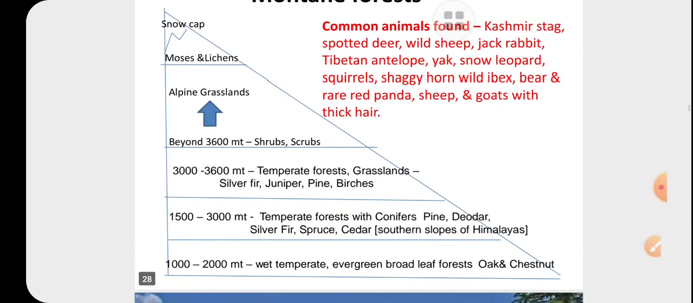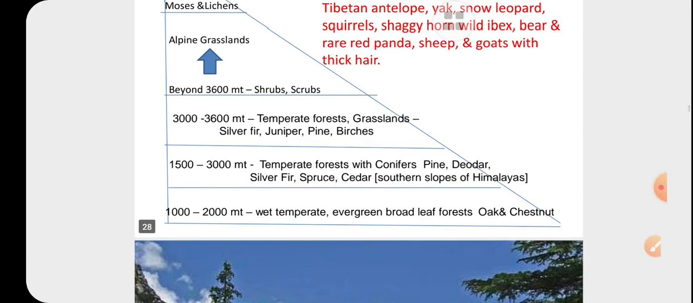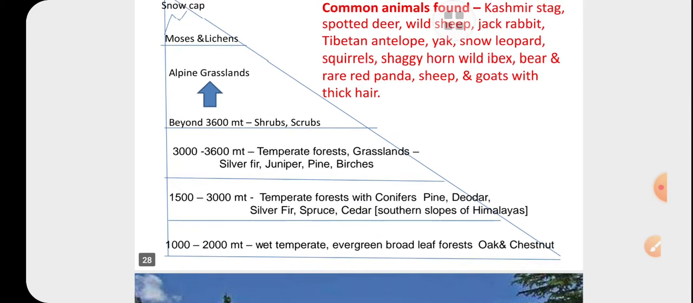Here you see the height is from 1000 to 2000 meters, then 1500 to 3000 meters, 3000 to 3600 meters, and then beyond that, here only begins alpine grassland or alpine vegetation.